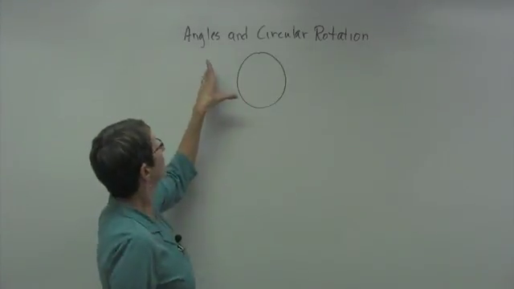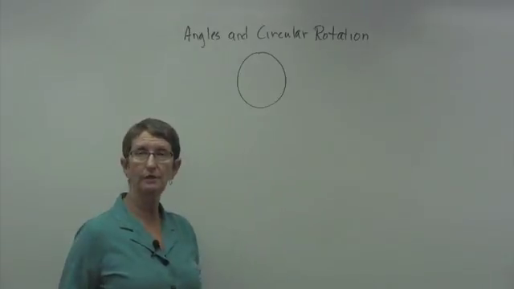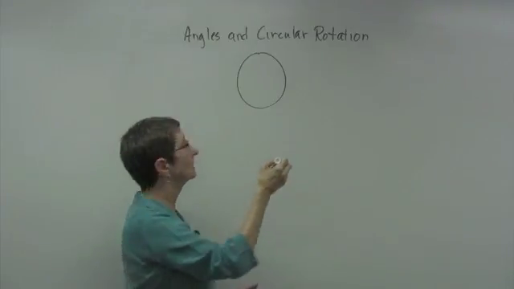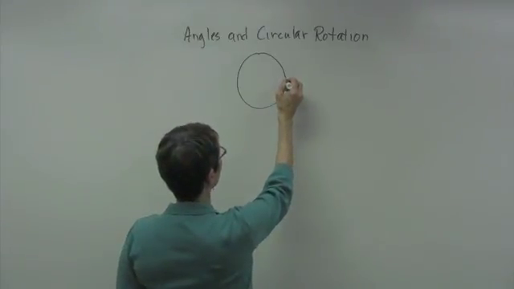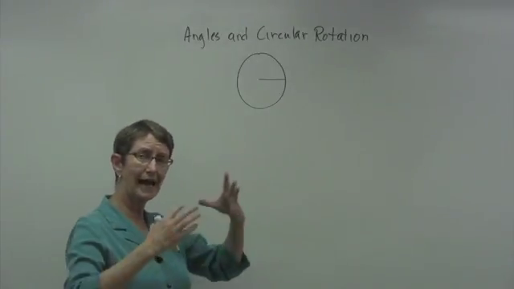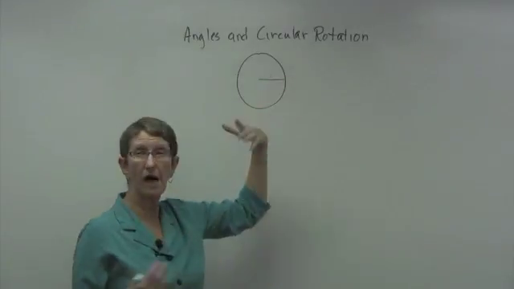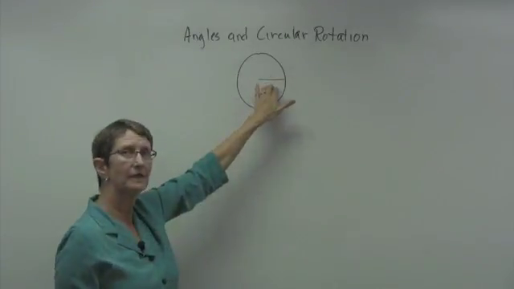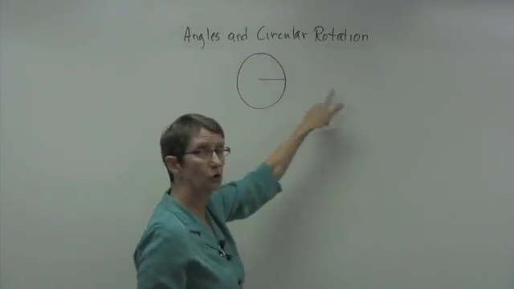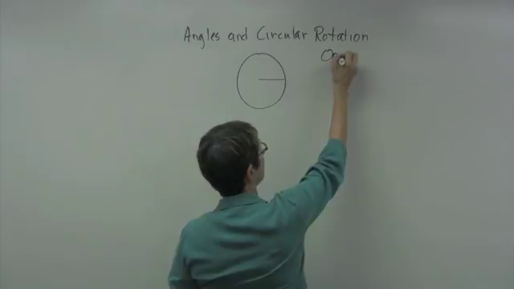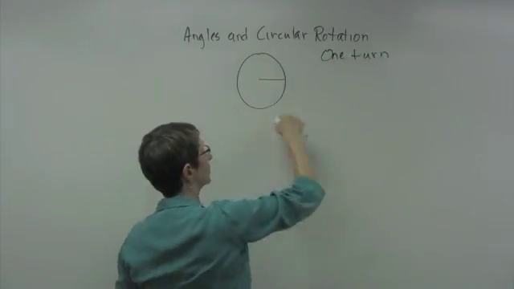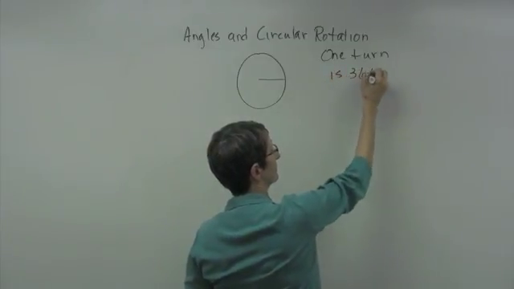In this section, we look at angles and circular rotation. So we're going to start talking about pieces of a circle, and I'm going to start counting here. Eventually, we'll look at the circle on an axis, and so this would be the part of the positive x-axis. So that's why we tend to start here. And all the way around a circle, one turn around the circle, this is rotation. So one turn is 360 degrees.